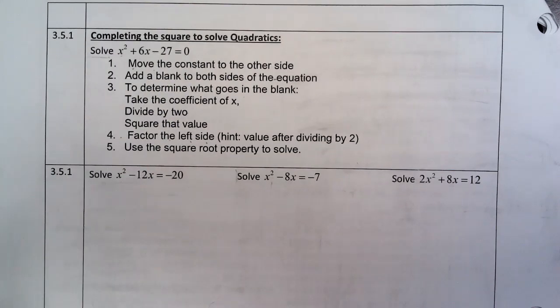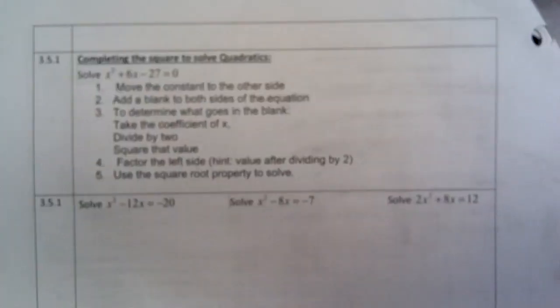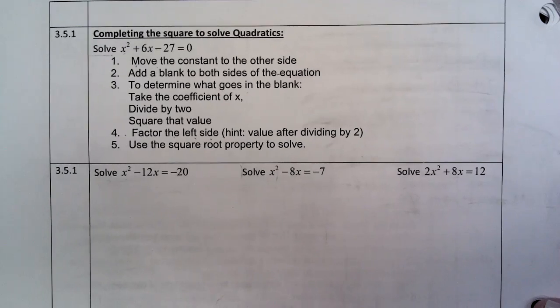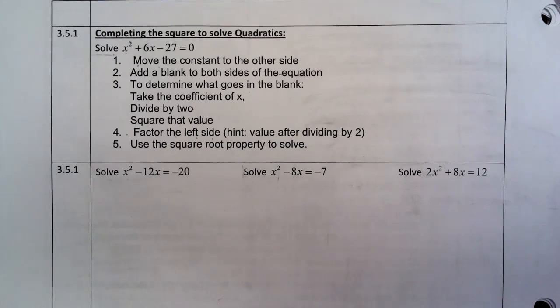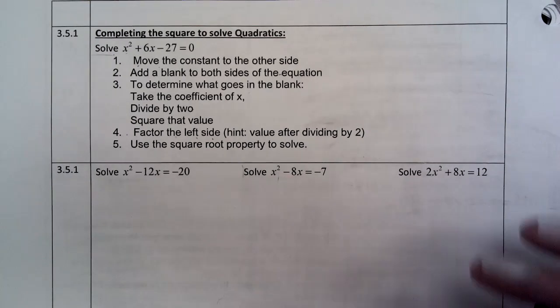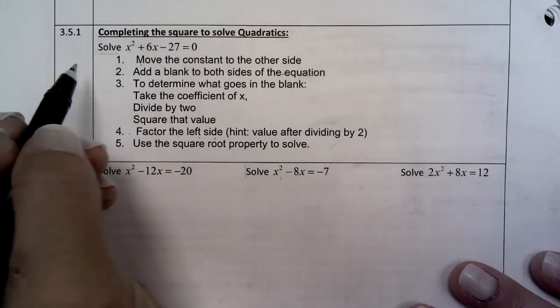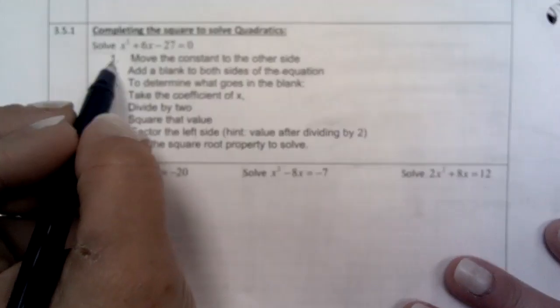One way is completing the square. Okay, and I really like completing the square. I think it's easier than the quadratic formula, which is what we're going to review next. But some people don't like it. There are some times when you're going to have to complete the square, so you need to make sure you understand this.